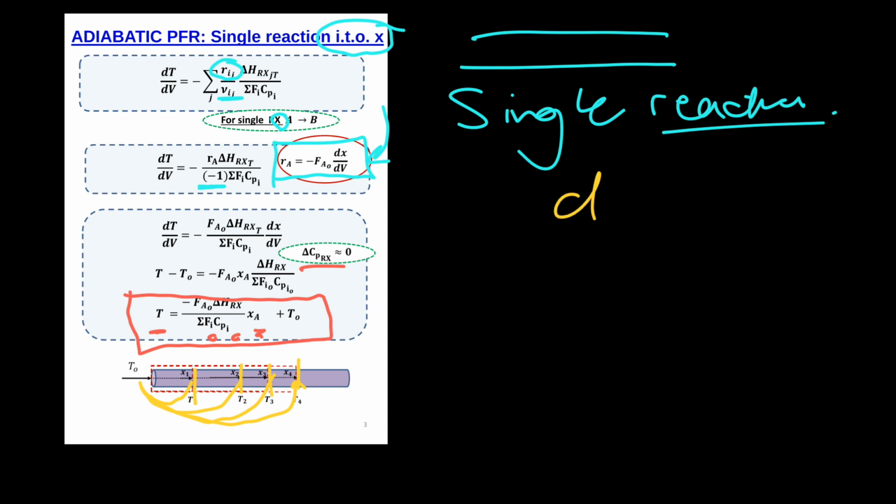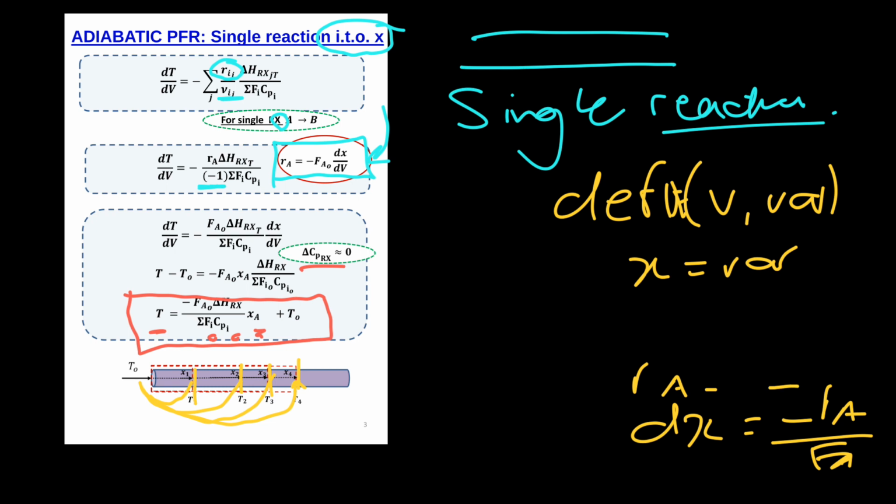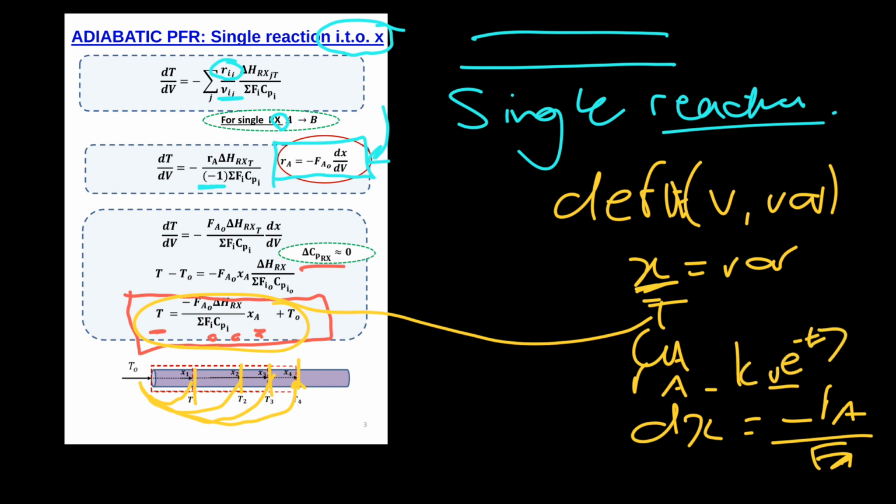So in this case, your independent variable in your DE will simply be equal to V, and you will just return dX/dV, which will be equal to minus RA divided by FA naught. Now I need an equation for RA, so I need an equation for CA as a function now only of X. Everything must now in the end just be a function of X. And I need an equation for temperature, which of course will be this linear equation because of the k naught e to the minus E over RT in my rate expression.